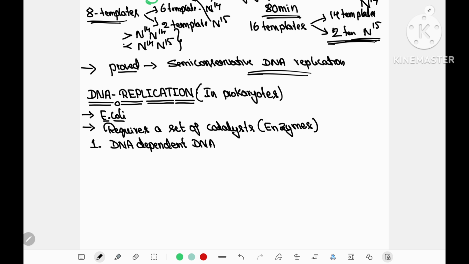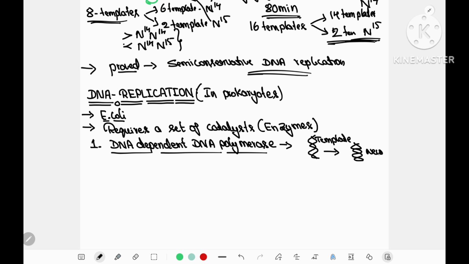Among them, the first enzyme involved is the DNA dependent DNA polymerase. It is the main enzyme involved in the process of replication. It uses DNA as a template and synthesizes DNA. Therefore, it has got the name DNA dependent DNA polymerase.